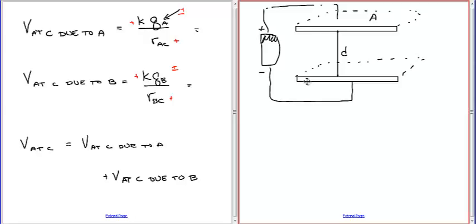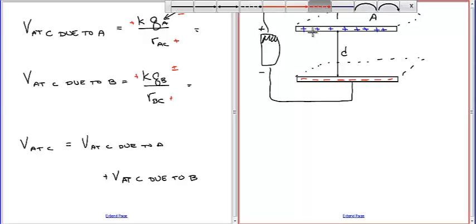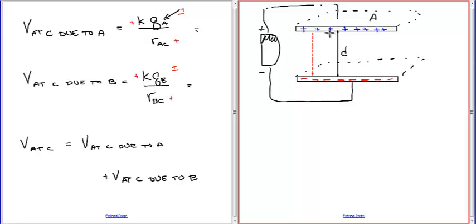And what happens is we get electrons on this plate, and we get the absence of electrons on this plate. And what that does is it creates an electric field that goes from the positive side to the negative side. And if the plates are close enough, then it's a uniform electric field. So the electric field between the plates is just equal to the voltage.